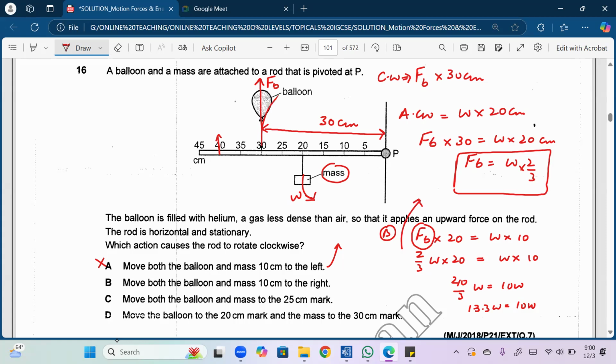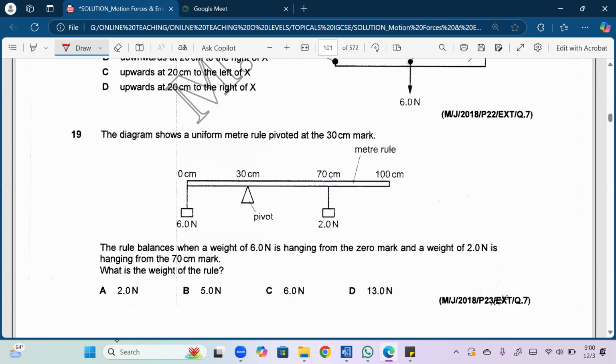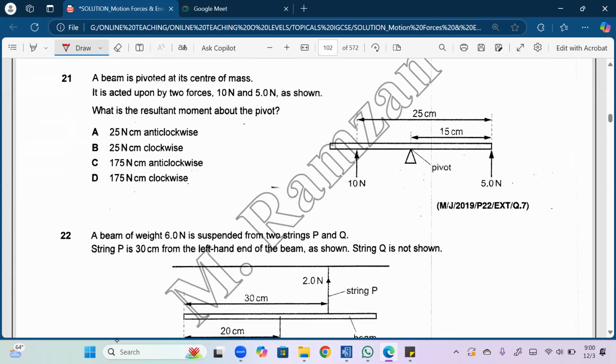Yes, this answer is right because this FB was actually producing a clockwise movement. So it is producing a bigger clockwise movement and a smaller anti-clockwise movement. He has asked which is going to make it rotate clockwise. So the answer would be B. So B is taken to be our right answer. Is that clear? Now let's proceed to some other questions except these pivot ones.